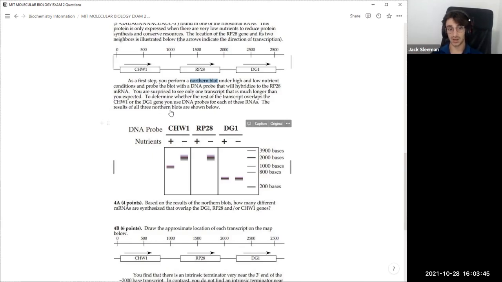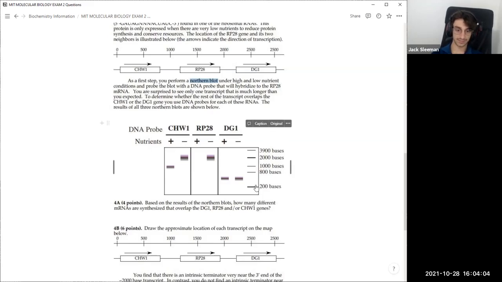The question for 4A is: based on the results of the northern blots, how many different mRNAs are synthesized that overlap the DG1, RP28, and CH1 genes? I'll pause the video for a sec. Try to figure that out for yourself. It's pretty easy. It's just how many different types of signals there are.